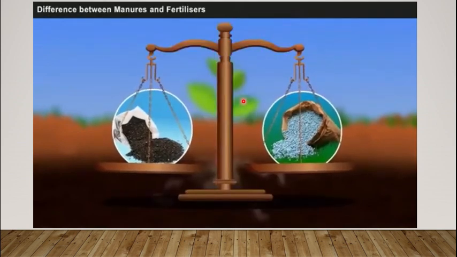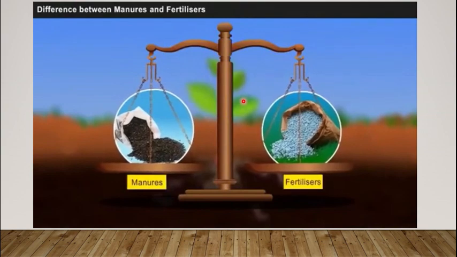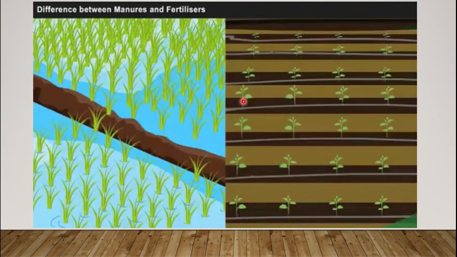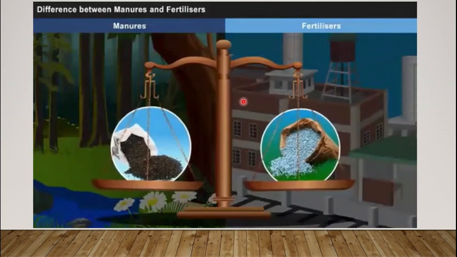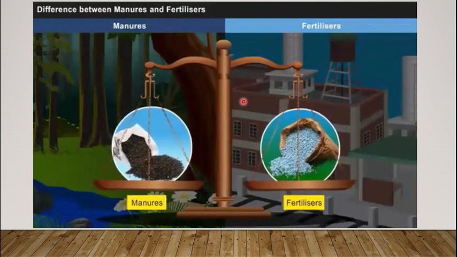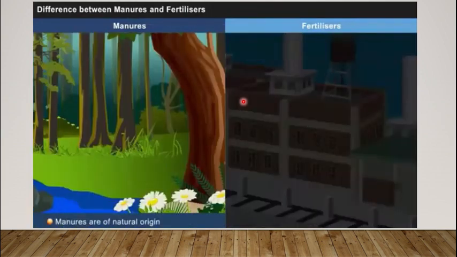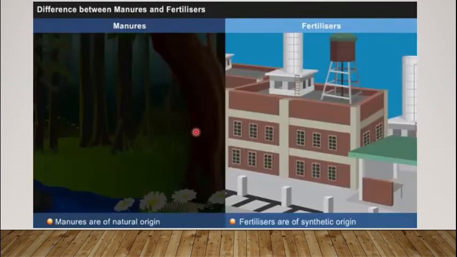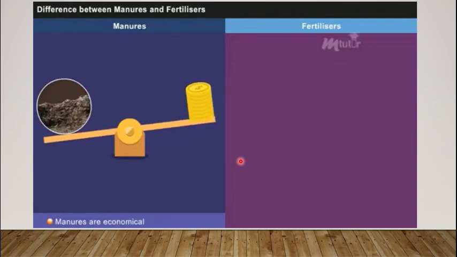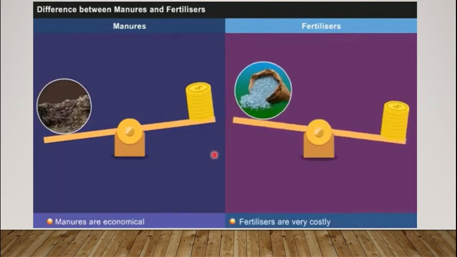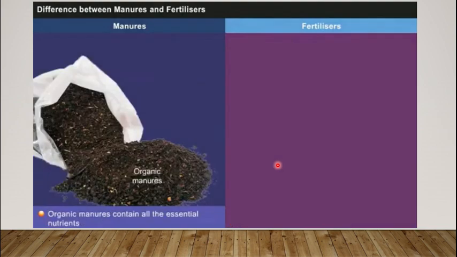Now we will mark out the differences between manure and fertilizers. What are the differences? Both of them are very important for the increase of the soil's fertility or the better growth of the plants. But what is the difference? Manures come from the natural origin. They come from the waste of crops or plants, while the fertilizers are prepared in the labs. Manures are economical while fertilizers are costly.